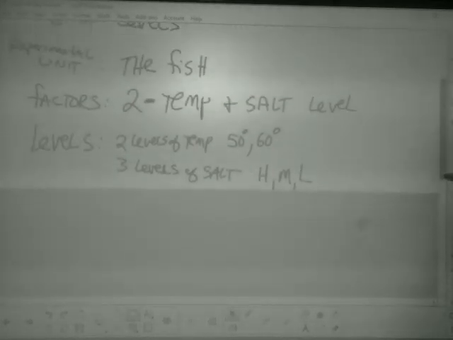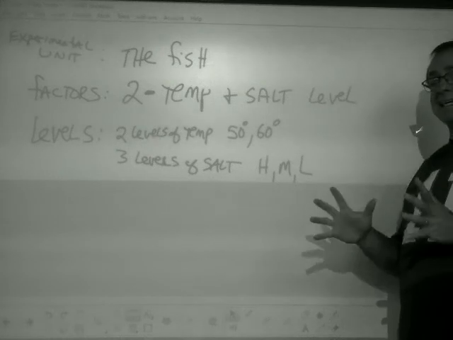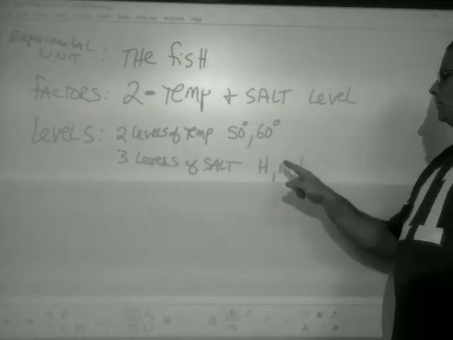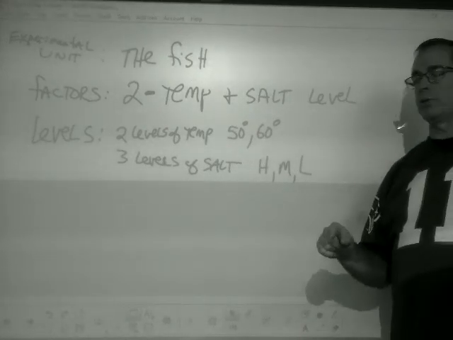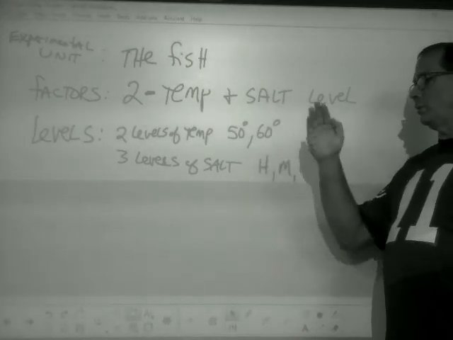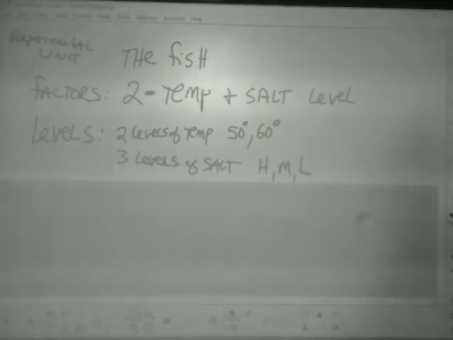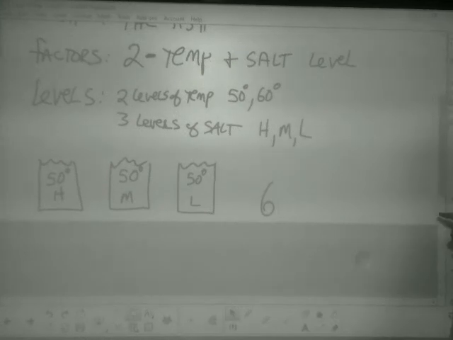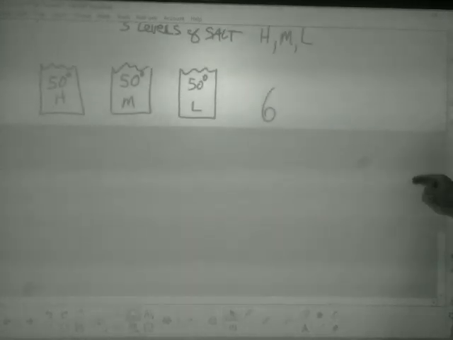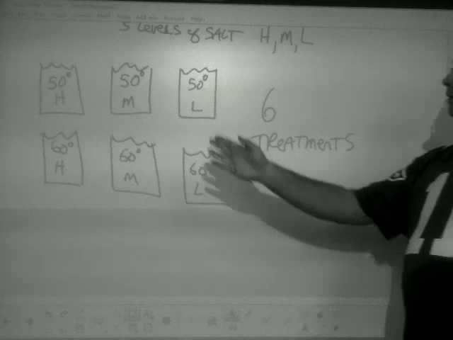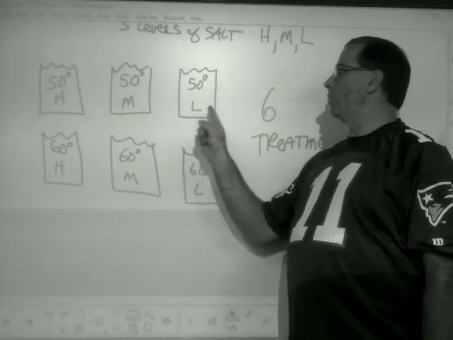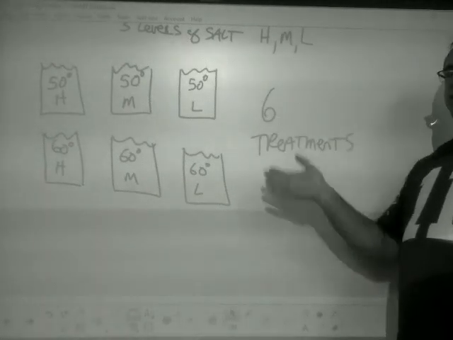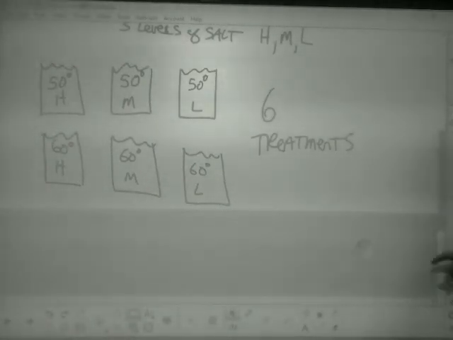If I were to conduct this experiment, I would need 6 fish tanks. Because for the 50 degree fish tank, I'm going to put a high, medium, and low salt in 3 separate tanks. And for the 60 degree temperature, I'm going to put a high, medium, and low in 3 separate tanks. So I have 6 total treatments: 50 degrees with high, medium, and low salt, 60 degrees, high, medium, low. Six total fish tanks, 6 total treatments.